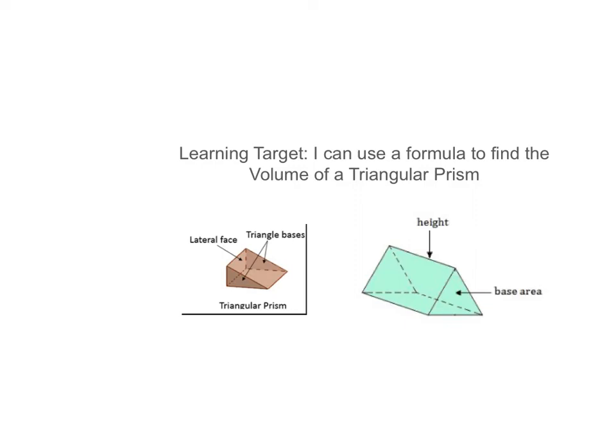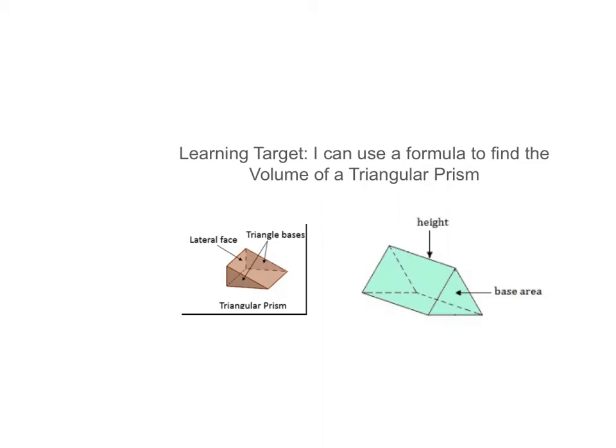Hi students, in this video we are going to determine the volume of a triangular prism using the formula volume equals area of base times height. Before we get into that, let's just review some basic concepts about a triangular prism and why that formula works.